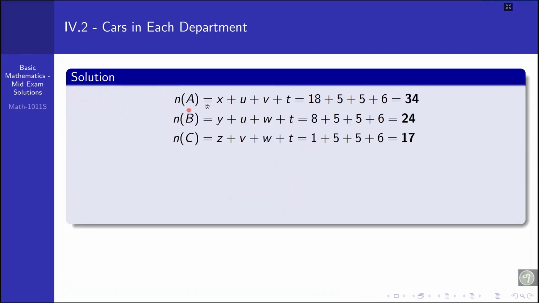Therefore, the number of cars in A is X plus U plus V plus T, 18 plus 5 plus 5 plus 6, which is 34. The number of cars that can serve department B is Y plus U plus W plus T, which is 24. The number of cars in C is Z plus V plus W plus T, 1 plus 5 plus 5 plus 6, which is 17.